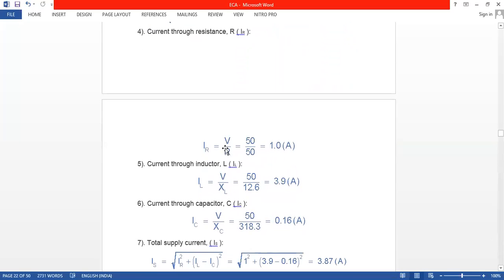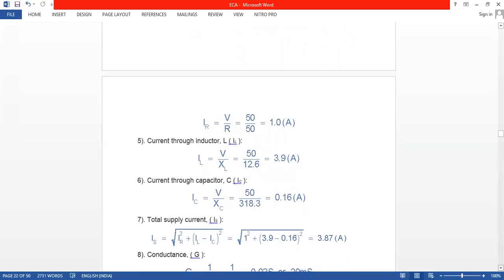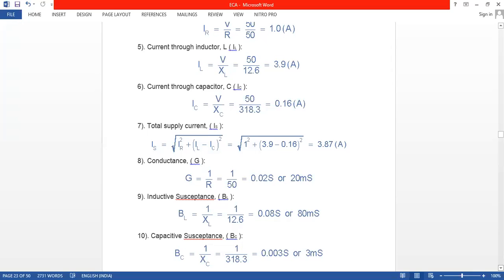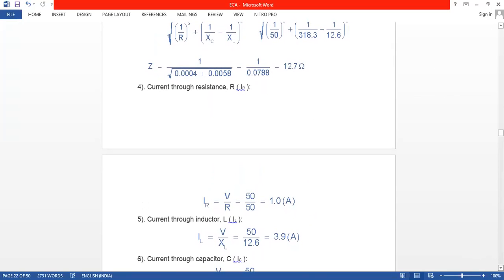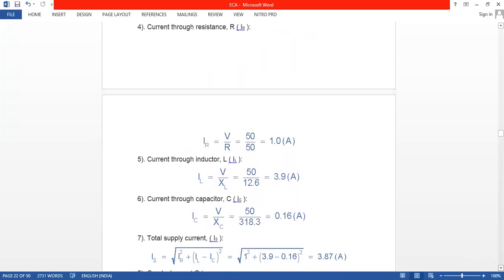These are individual: how much current is flowing only through the resistor, and how much only through the inductor, meaning I is equal to V by XL like that. But first, we can calculate I is equal to V by Z. This is another method. Or all of you do I is equal to V by Z and you will get 3.87. There are two methods. Z is how much? 12.7. And what is the voltage given in the circuit? 50 volts. Anyone divide 50 by 12.7? The current I is equal to 50 by 12.7. How much are you getting, you tell me?